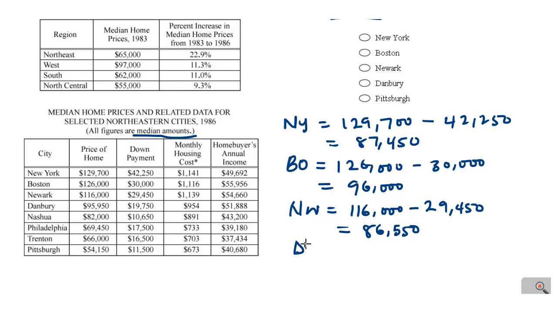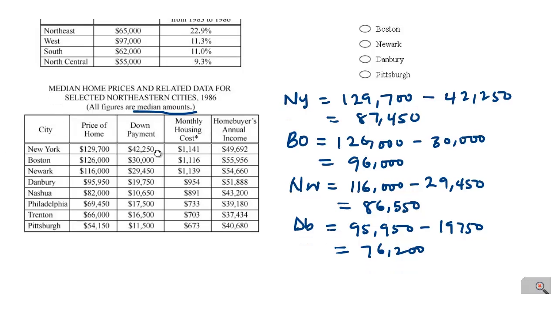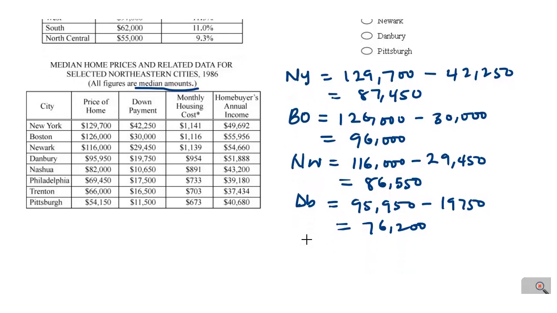All right, then the last, we also have Danbury. So I will use DB. So for Danbury, we have 95,950 minus 19,750, and that will give us 76,200. And lastly, we have Pittsburgh. So we can say PT. For Pittsburgh, which is 54,150, minus 11,500, and this will give us 42,650.